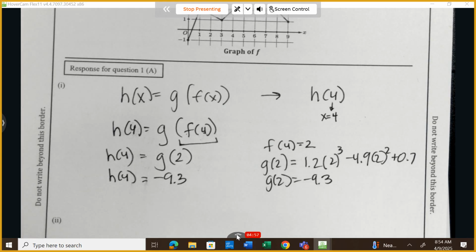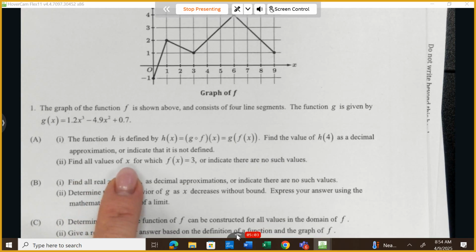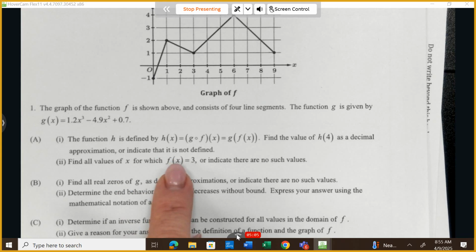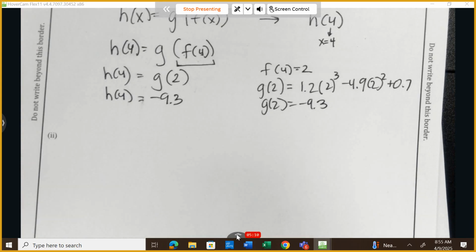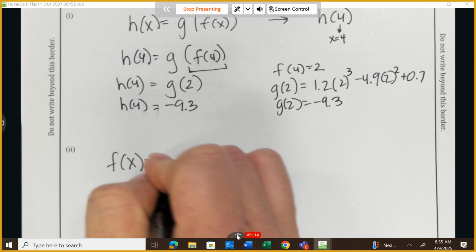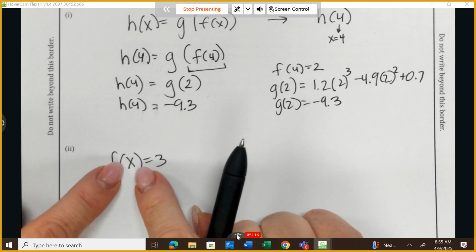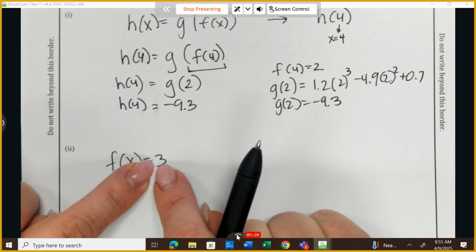Let's go to the next part. We're going to go down to part 2 before I had you correct your work. Find all of the values of x for which f of x equals 3, and then indicate if there's no such values. Okay, f of x equals 3. What does this mean? It means I want to know at what input values, if they exist, will the output values equal 3.